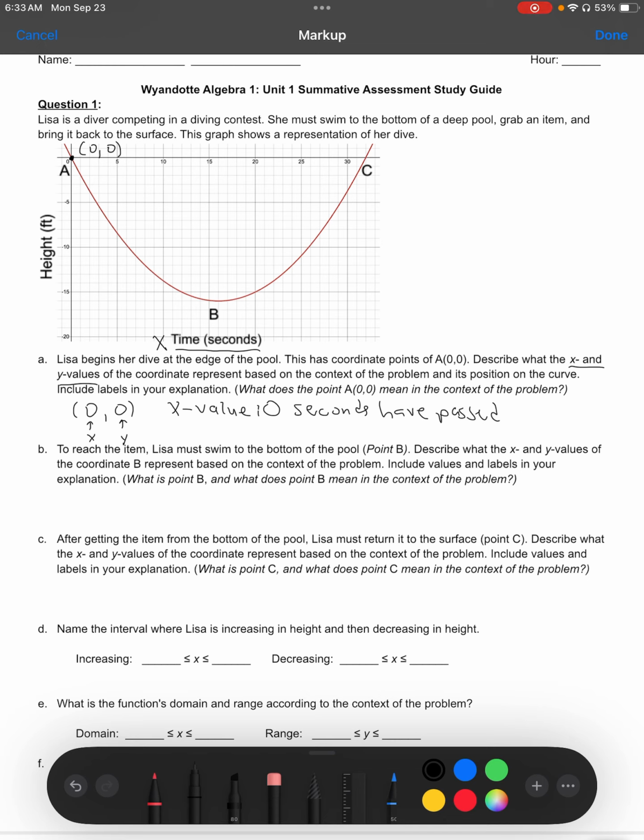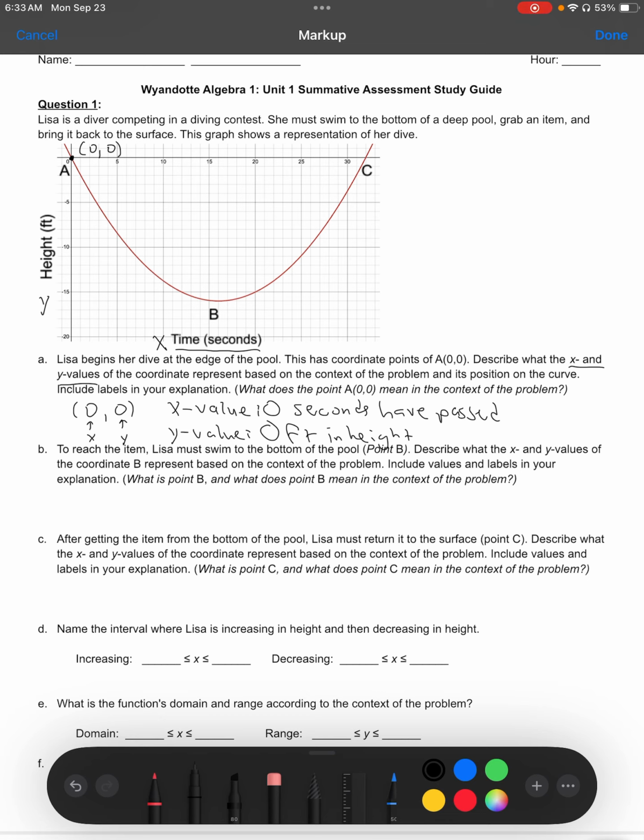Then the y value, the second 0, we are measuring height with the y value, and we're using feet to measure that. So the y value of 0 means that she has 0 feet in height. So you could say that 0 feet in height is what that second 0 means. It means Lisa has gone 0 feet up or down.